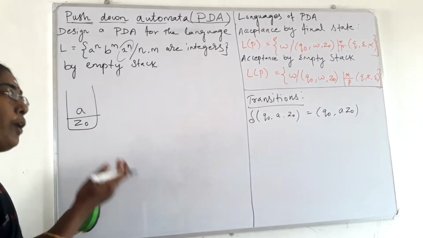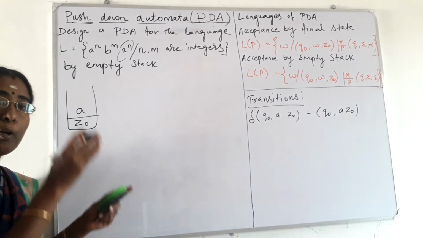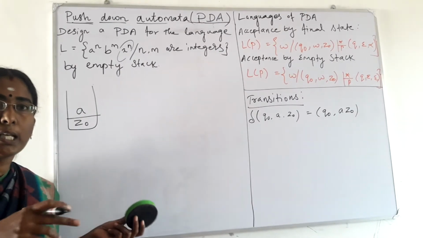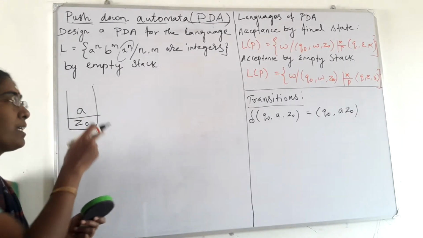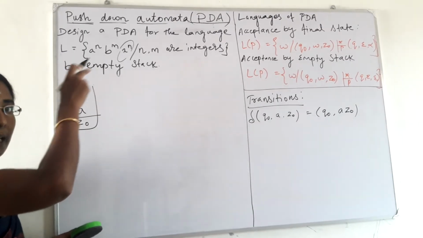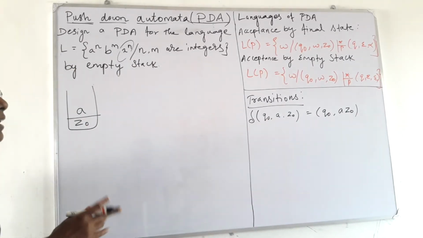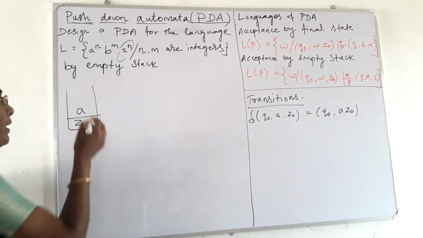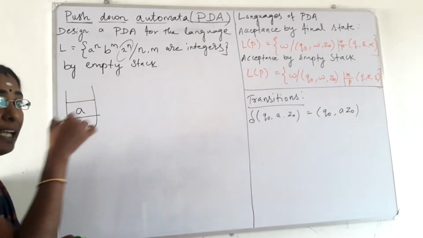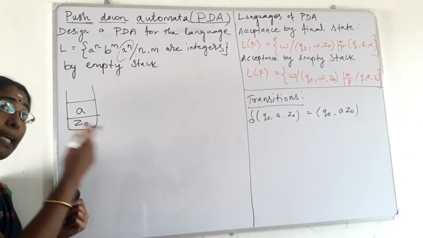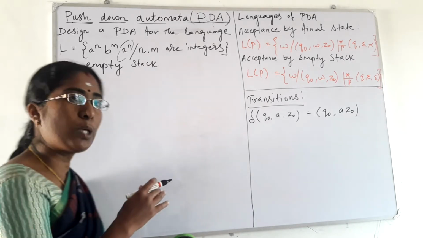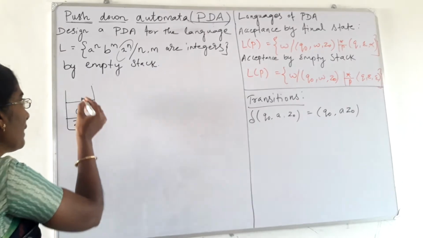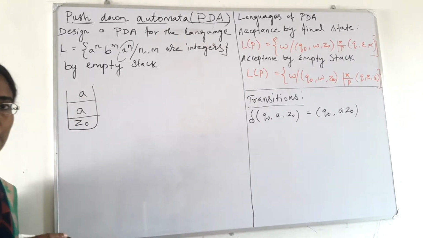Next step, if you are reading one more A, the number of A's equals n. If n is equal to 2, the number of A's is 2. If n is equal to 3, the number of A's is 3. Again, if you are reading the second A, that second A is also pushed onto the stack.